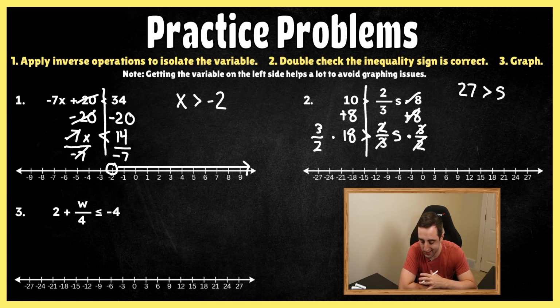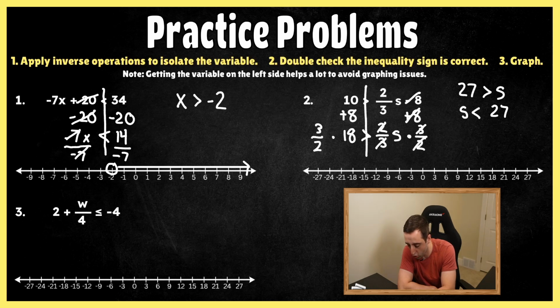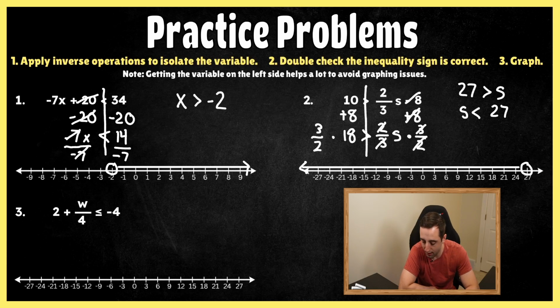The inequality sign did not need to flip here, though, because we didn't multiply the sides by a negative. But it does need to flip, though, because s is on the right and I want it on the left. So s is here, 27 is here, but it's going to be s is less than 27. So open circle on 27 with an arrow going all the way down the number line for our inequality graph for number 2. So if you got that right, very, very nice job. And let's go ahead and move on to the last one.